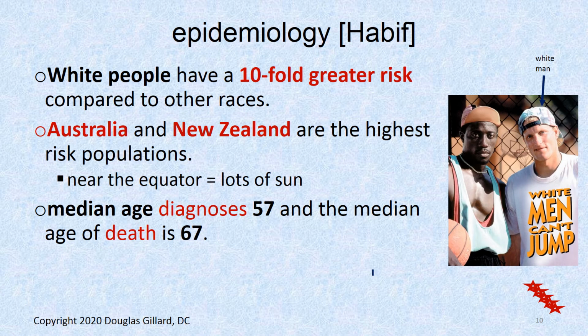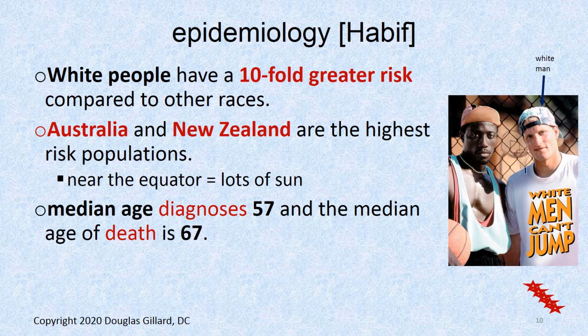If you're a white person, this is a white man. Great movie, by the way, White Men Can't Jump. You have a 10-fold risk compared to other races. So whites, and why is that? Because white people don't have as much melanin in their skin. People of color have more melanin. The darker you are, the more protected you are from skin cancer.